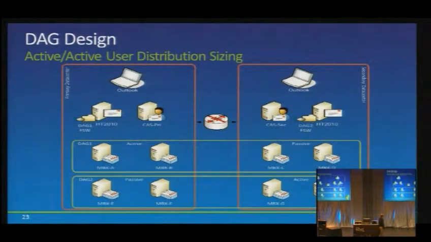So what's the solution for that? Well, now the solution is 2 DAGs. Instead of 1 DAG, do 2 DAGs. Here's DAG 1, here's DAG 2. The witness server for DAG 1 is in this data center. The witness server for DAG 2 is over here.